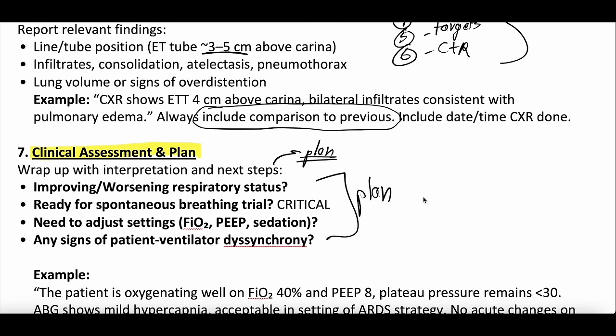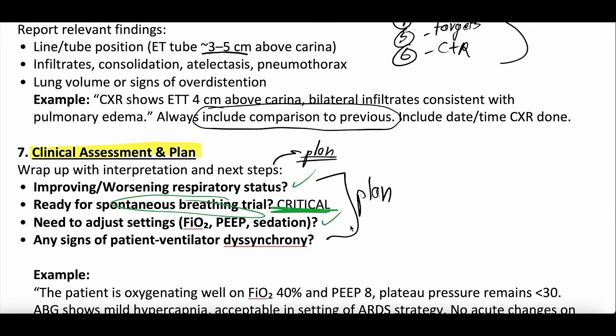If someone wanted to talk about the plan there, in our mind, it'd be a little bit out of order, but certainly you could. But the things you're kind of thinking about every day for every patient: are they ready for a spontaneous breathing trial? This is absolutely critical. You should explicitly say yes or no, and if the answer is yes, they should get a spontaneous breathing trial. Obviously, are they improving or worsening?